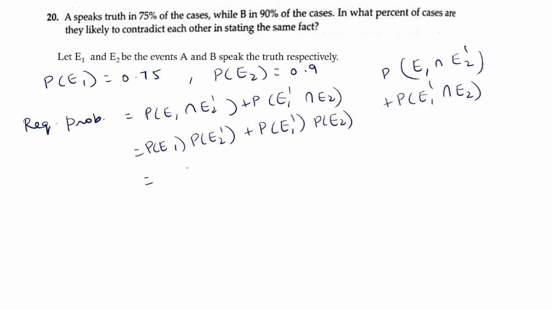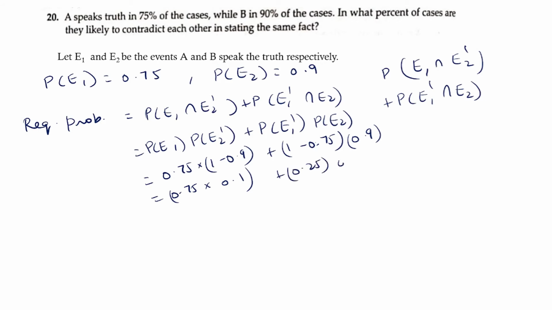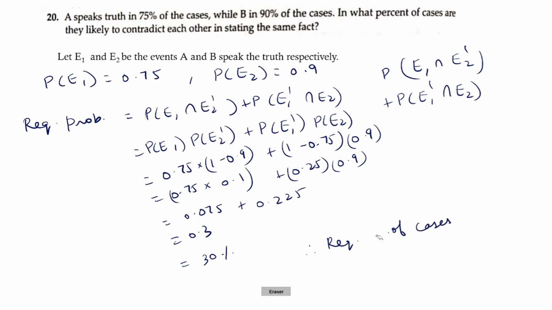So, probability of E1 is 0.75 into 1 minus 0.9 plus 1 minus 0.75 into 0.9. So, this is 0.75 into 0.1 plus 0.25 into 0.9. So, this is equal to 0.075 plus 0.225. So, this is equal to 0.3. 0.3 is nothing but 30%. So, the percent of cases they are likely to contradict each other in stating the same fact is 30% of the cases. Therefore, the required percent of cases is equal to 30%.